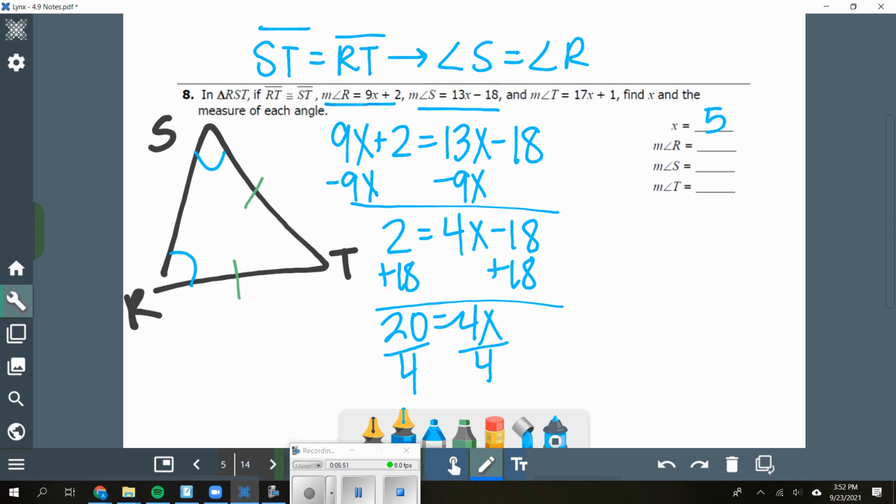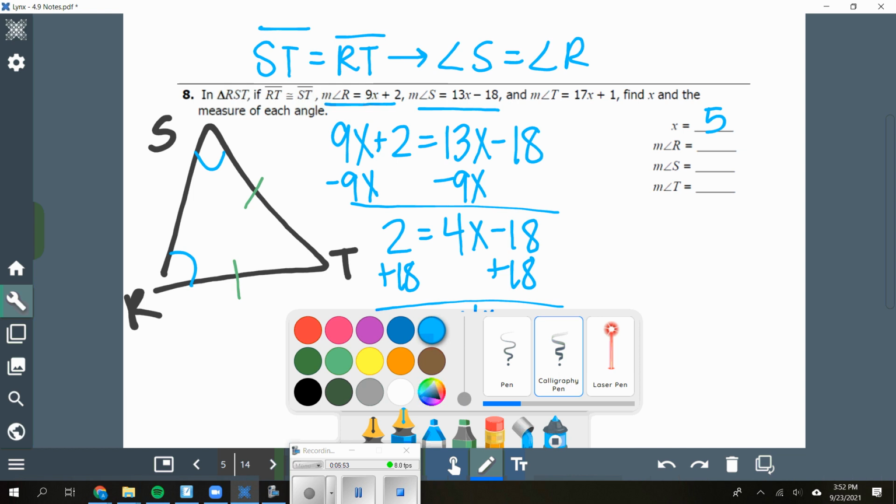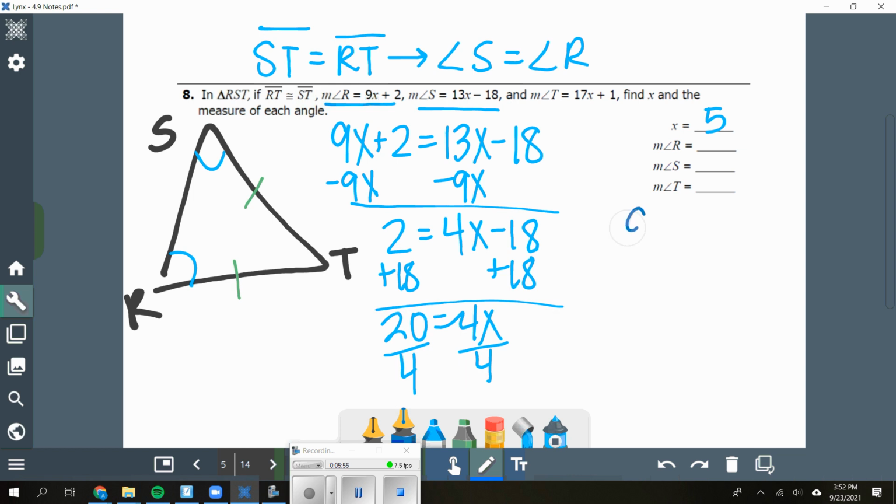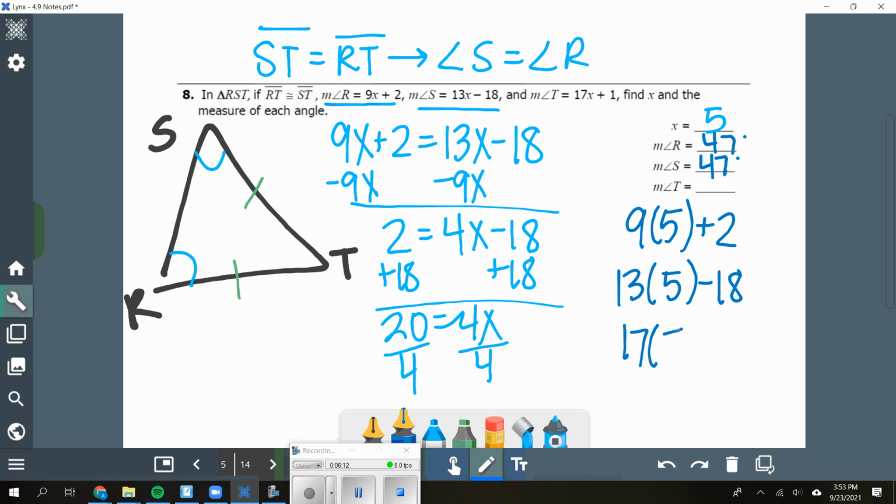And then for all of these, we have to just plug them into the angles. So angle R is 9 times 5, 45 plus 2, 47. S should be equal to it. If you want to check it, plug it in and make sure that it actually gives you the same answer. And if it doesn't, then you know something is wrong. Then angle T, 17 times 5 plus 1 equals 6.